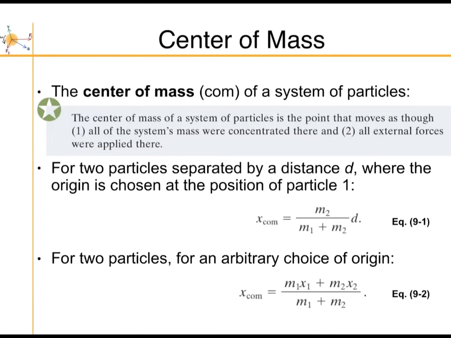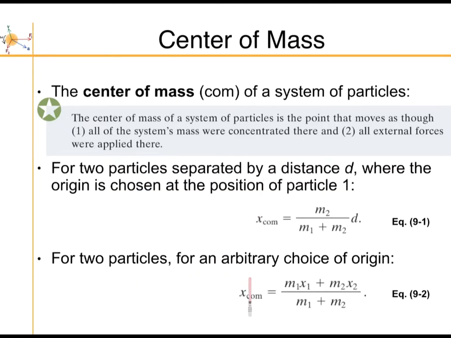rotate around it. The center of mass of a system of particles is going to be a first version of center of mass. The center of mass of a system of particles is the point that moves as though all of the system's mass were concentrated there. If I have just two particles separated by a distance d, then the center of mass of those two particles is given as x center of mass equals the mass of the second one over the sum of the two masses, times d. That's if one of them is at the origin.